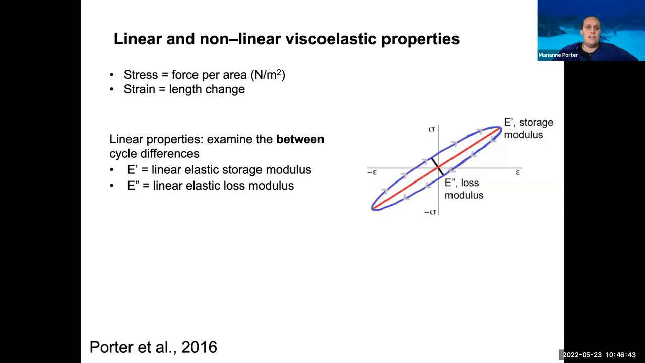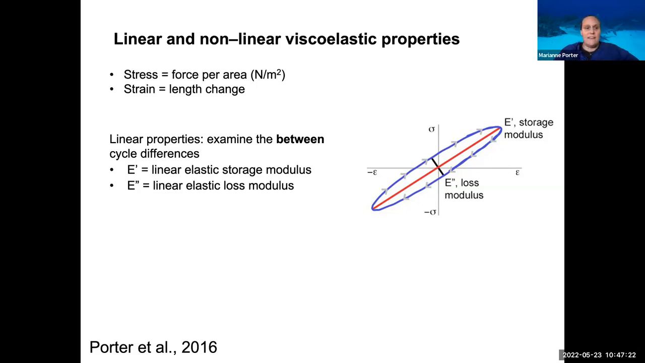Here's how these nonlinear properties work. This is sort of a biologist's explanation of engineering. So again, we're thinking about stress and strain. When we think about linear properties, we are thinking about examining differences between our cycles. So if we are testing a muscle, we can think about cycle 1, cycle 2, cycle 3. If we're testing the vertebral column from a fish, we could think about bend 1, bend 2, bend 3, as the fish would be wiggling its vertebral column to swim.